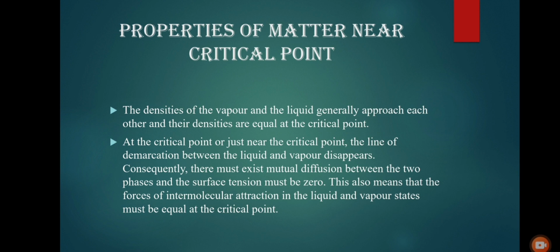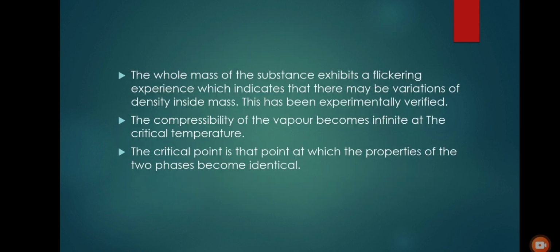The second point is that at the critical point or just near the critical point, the line of demarcation between the liquid and vapor disappears. Consequently, there must exist mutual diffusion between the two phases and the surface tension must be zero. This also means that the force of intermolecular attraction in the liquid and vapor state must be equal at the critical point. So, from this it is understood that there won't be any boundaries between the liquid and vapor state, and there exists mutual diffusion between the two phases, and thus the surface tension will be zero and the intermolecular force of attraction in these states must be equal at the critical point.